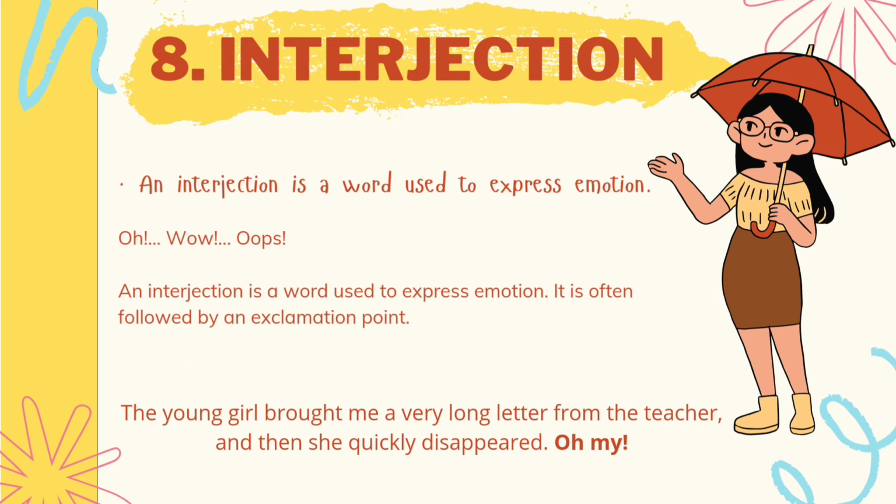Interjection. An interjection is a word used to express emotion. Oh, whoa, oops. It is often followed by an exclamation point. The young girl brought me a very long letter from the teacher and then she quickly disappeared. Oh my.